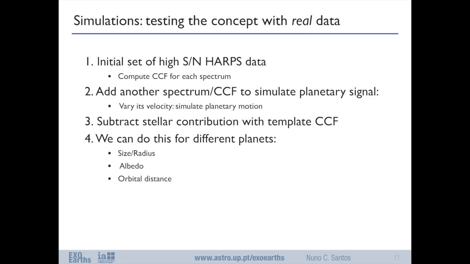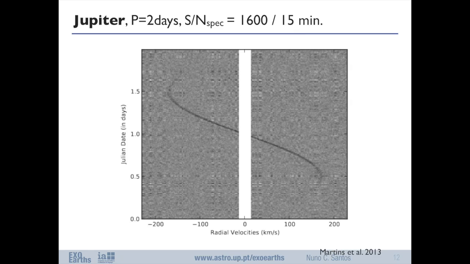So basically, if you want to detect the tiny signal of the planet, you need to get rid of the stellar spectrum. And so you need to create a template that you, let's say, subtract from your data to be able to, in the end, only have the tiny cross-correlation function of the planet. And we can do this, of course, for different sorts of planets, different radii, albedos, orbital distances. We did a bunch of simulations. These were published in a paper by Jorge Martins. And basically, the sort of signal that you can detect, so this is a simulation done for a Jovian-like planet in a two-day period orbit, and assuming that you are able to get a signal-to-noise of 1,600 after a 15-minute exposure. This is just a toy model just to show you how it works.